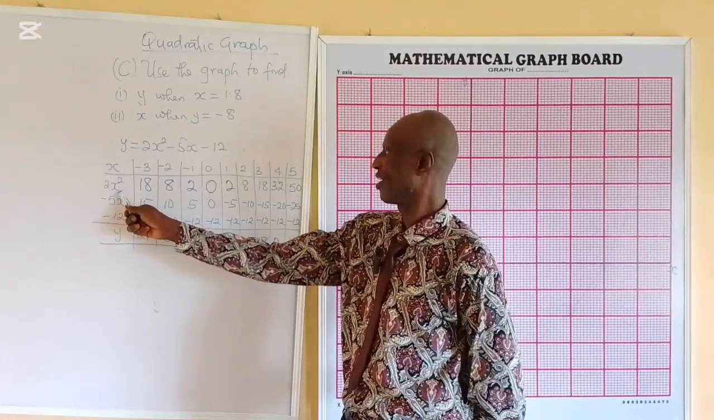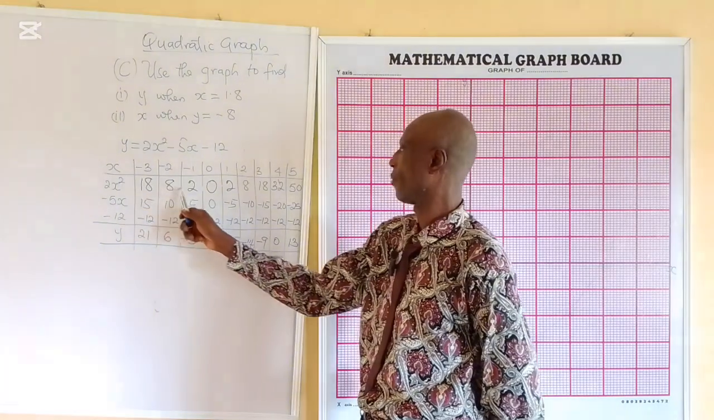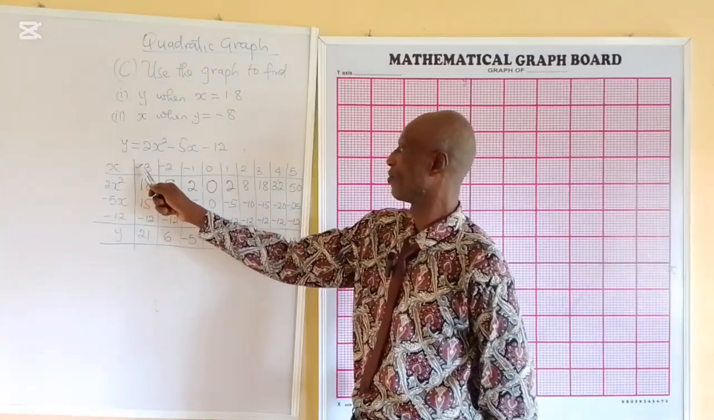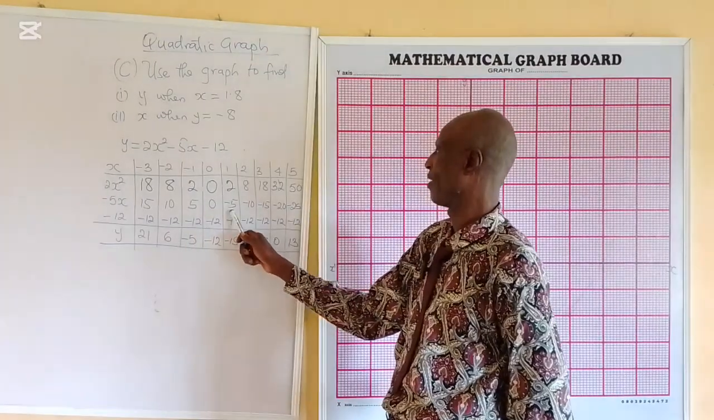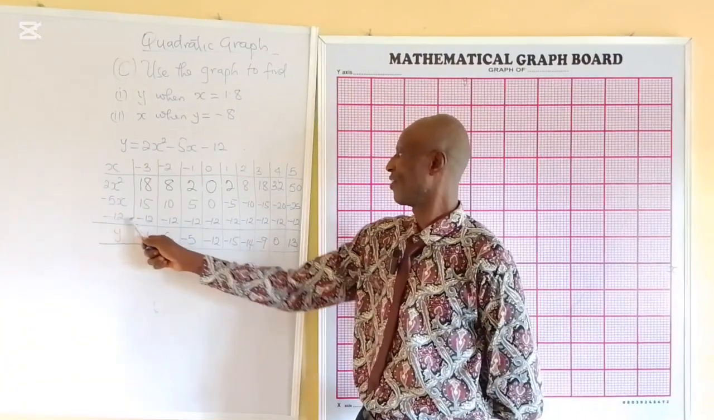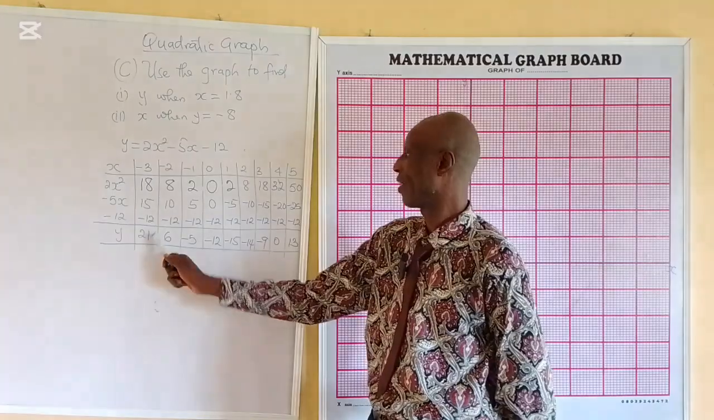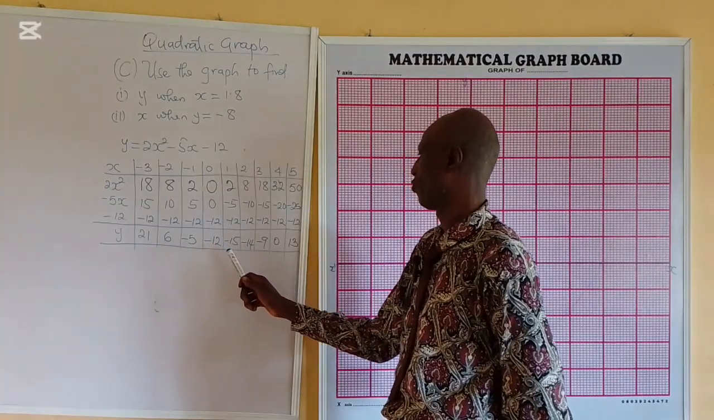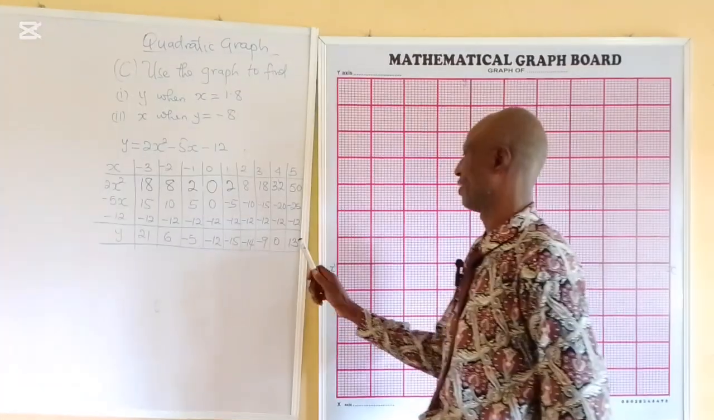Now, 2x squared means I will square minus 3, which gives me 9, times 2 gives me 18. That's what I did here. Here is minus 5x, meaning I will multiply all the values of x by minus 5, which gives me 15, 10, 5, 0, minus 5, minus 10, and so on. While this minus 12 is a constant number. So we added, and the values of y here are 21, 6, minus 5, minus 12, minus 15, minus 14, minus 9, 0, and 13.